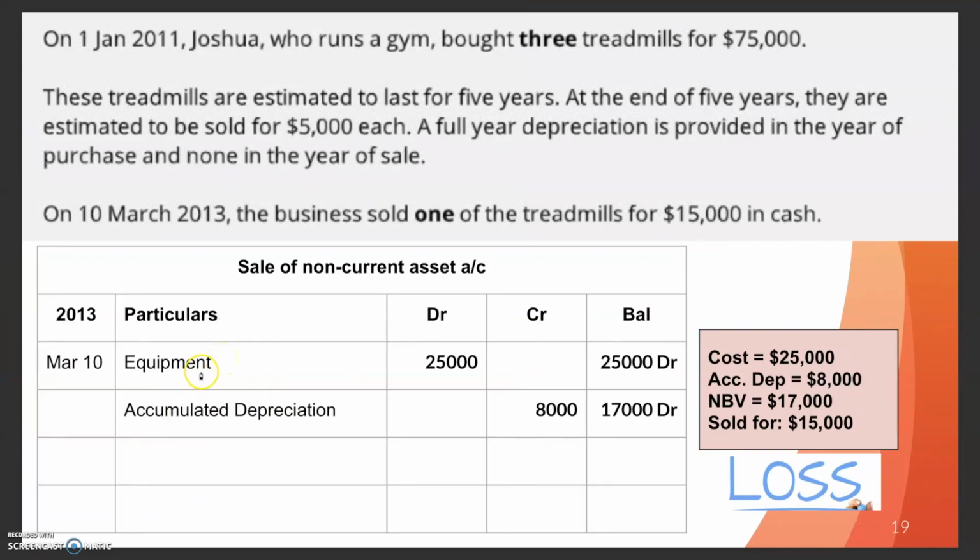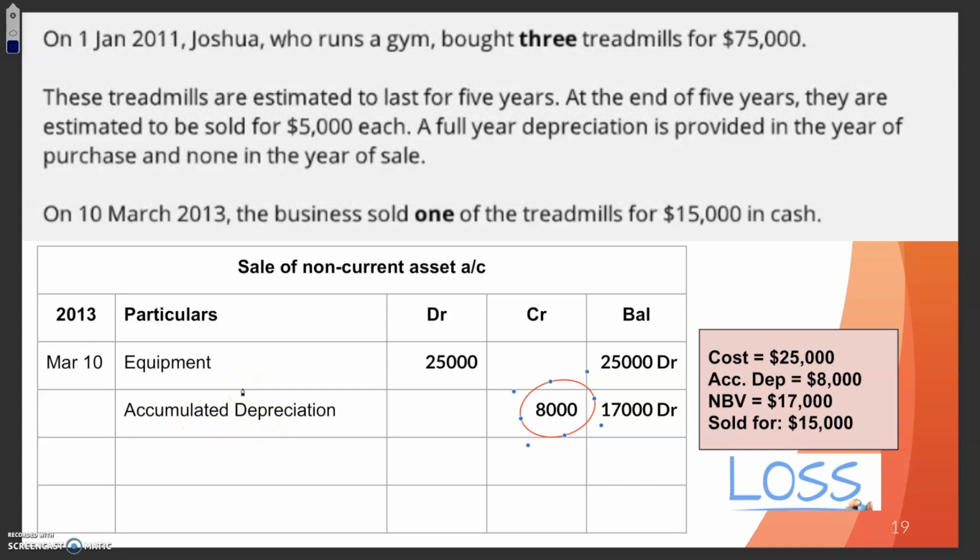As we prepare the sale of non-current asset account, we transfer the cost of $25,000 on the debit side of the account. This means that we are crediting the equipment account. And it makes sense because the equipment is leaving the business. On the other hand, we will also be transferring the accumulated depreciation of $8,000 on the credit side. That means we are debiting the accumulated depreciation account.